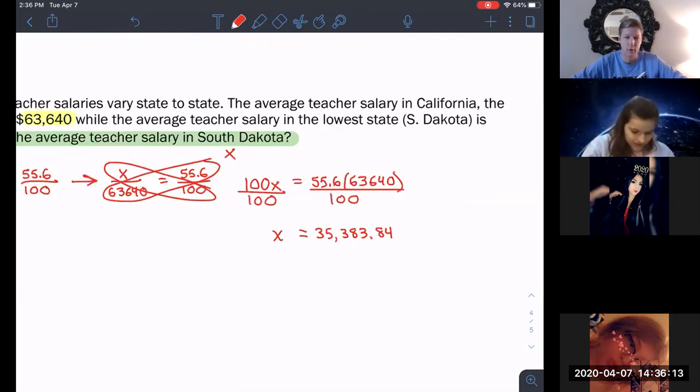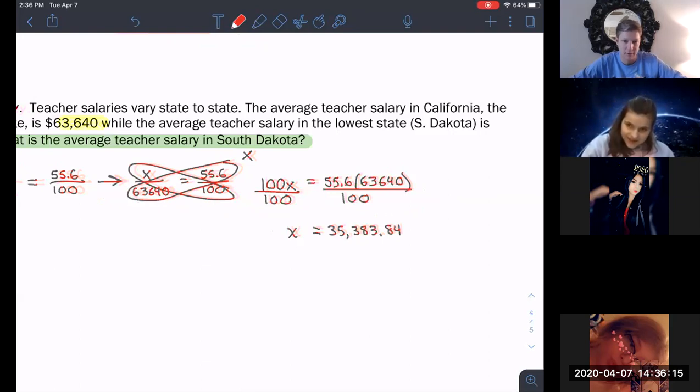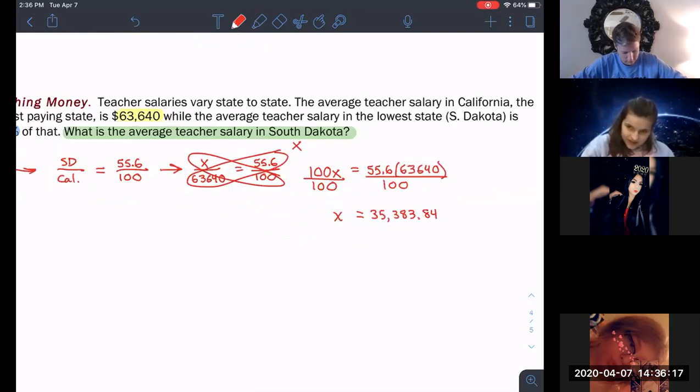So that's our answer, but what kind of label should we have on our answer? Is it a percentage? Look back at the question. What is the average teacher salary? So what label do we need on our answer? Cost.